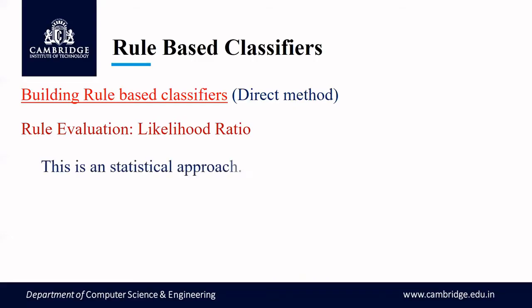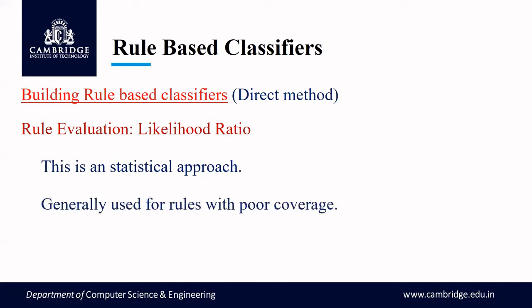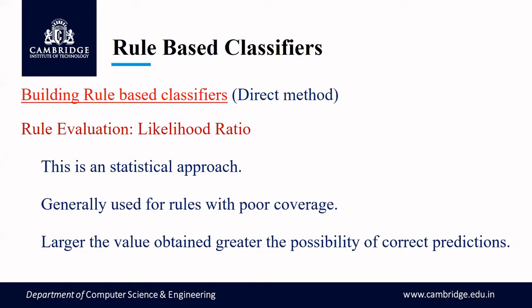The likelihood ratio is a statistical approach. Generally, this is used for the rules which have poor quality or poor coverage. With respect to likelihood, the larger the value that we get, the higher the possibility of correct predictions. Depending upon the value that we get for the likelihood ratio, we will tell which rule is to be considered the best rule with respect to the classification process.